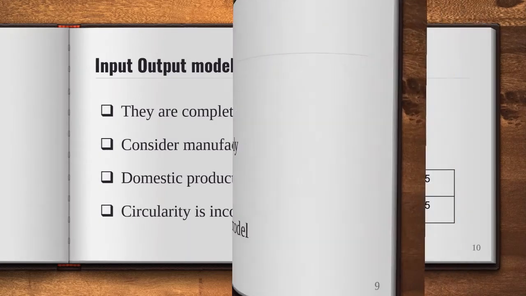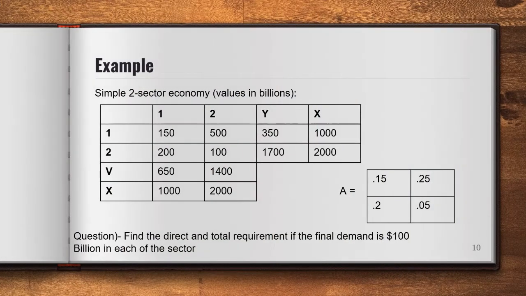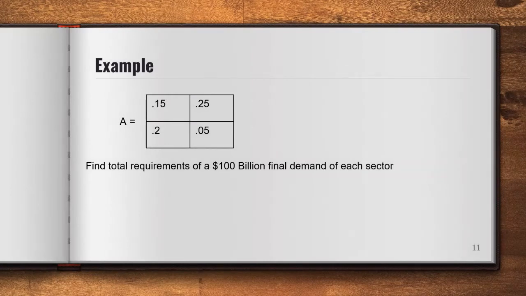Let's move to an example, just like what we did before. We'll try to solve this one. As you can see, this was the recipe of this particular two-sector economy that we got. The question is, find the total requirements of $100 billion final demand of each sector. So we need to find what the final demand is.